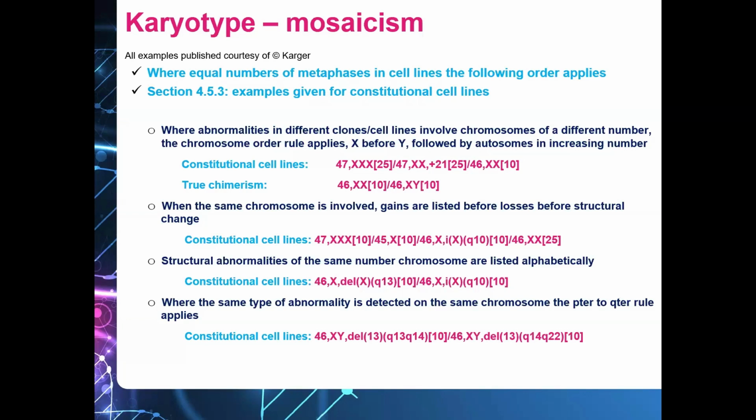And the structural abnormalities, if it's the same chromosome that is involved, then deletions will go before inversions, will go before isochromosomes, if you've got a structural abnormality. When it's the same type of abnormality, so you've got two structural abnormalities, they both involve chromosome 13, then it's the p to q rule that applies. So a del(13)(q13q14) will be listed before a del(13)(q14q22). And they're all in the book, but it's just for me to explain how the rules work.